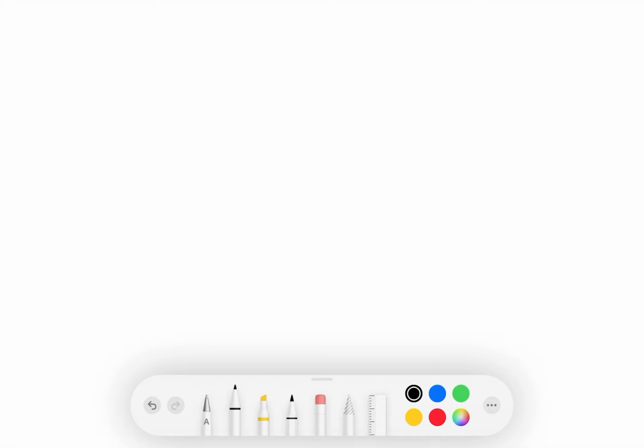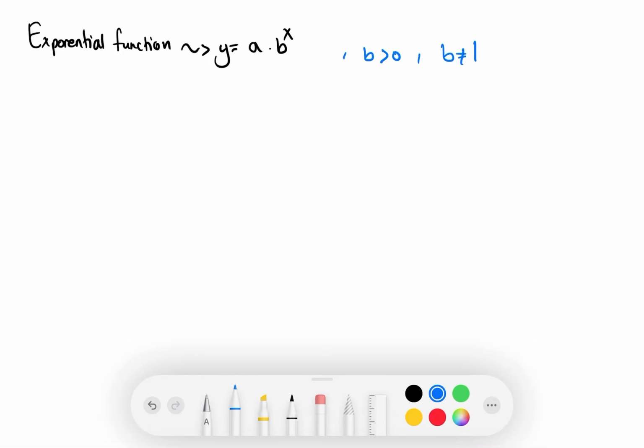Today I will be solving a bunch of questions about exponential graphs. I hope you guys get introduced to the basic concepts of what they are and how you can solve some of the basic questions. So, what is an exponential function anyway? An exponential function is any function that's in the form of y is equal to a times b to the power of x, where a and b are basically numbers, and b is definitely bigger than 0, and b cannot be equal to 1.